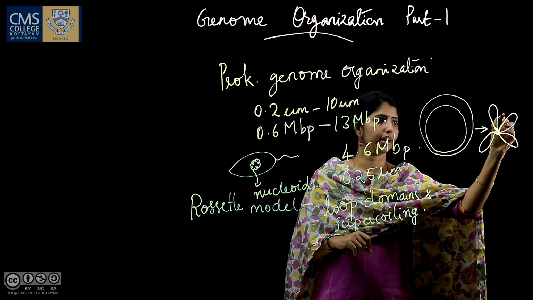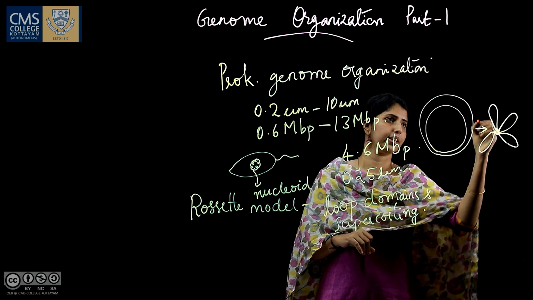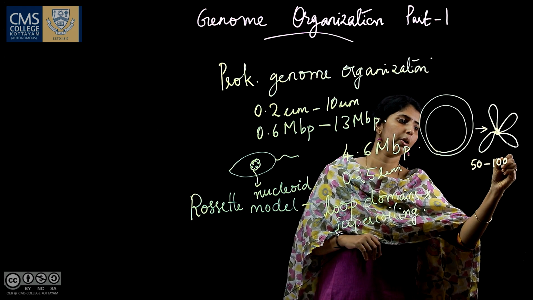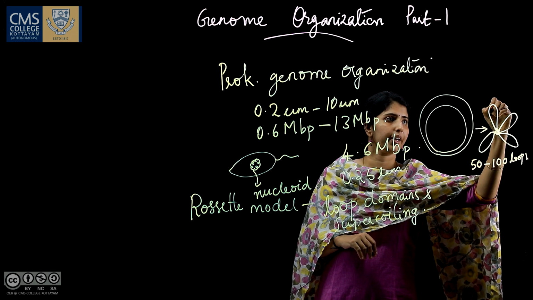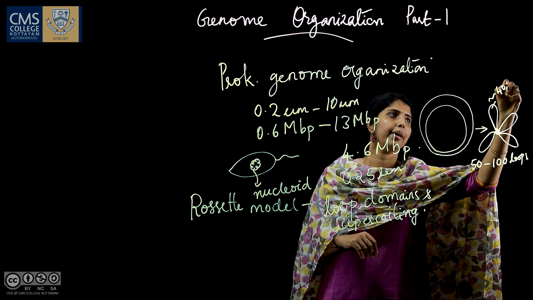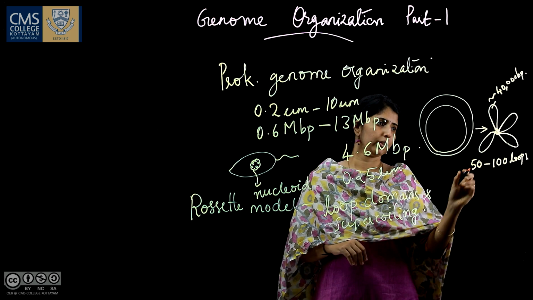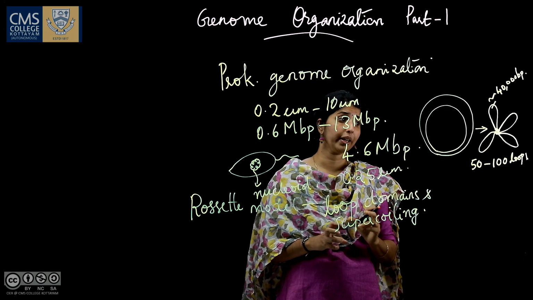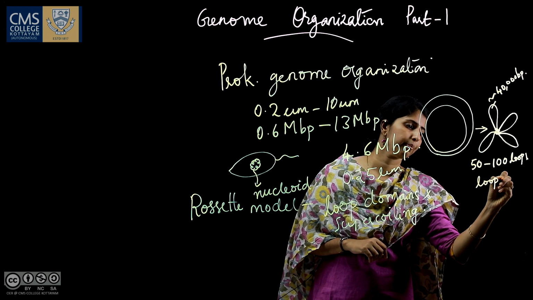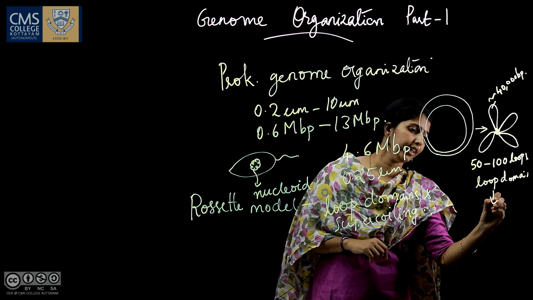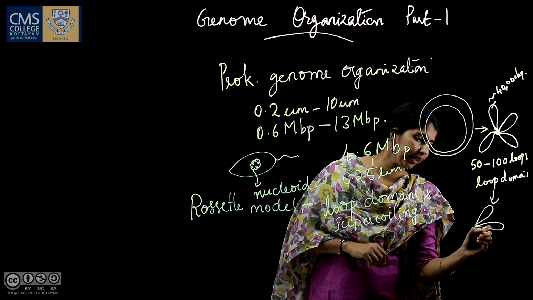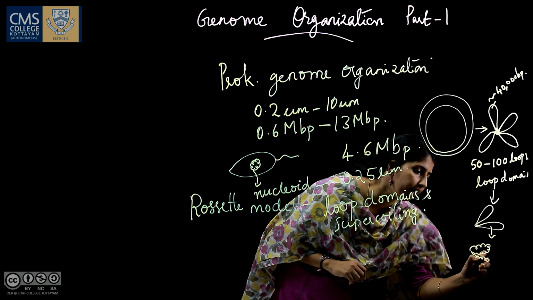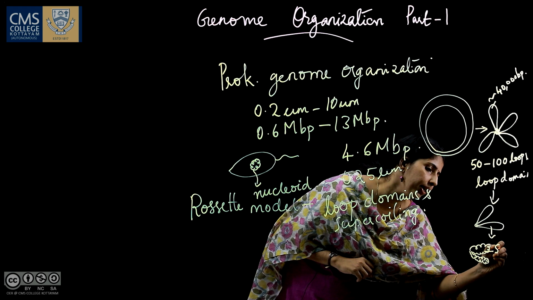So, they are in a stabilized loop domain formation inside the bacterial cells. For example, in E. coli, there will be 50 to 100 loops, and each loop accommodates about 40,000 base pairs of DNA. This is evident from electron microscopic studies that bacterial DNA is highly folded into a compact structure called loop domains. Now, each loop domain is further supercoiled into a much more compact, 1,000-fold compact structure. This is called supercoiling.